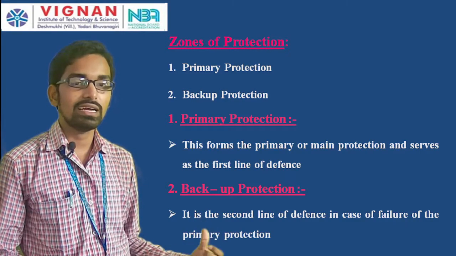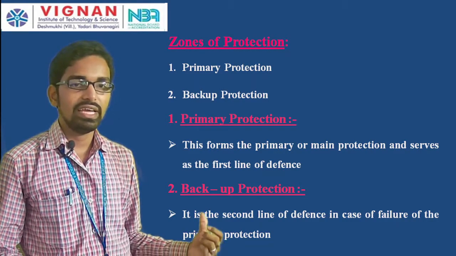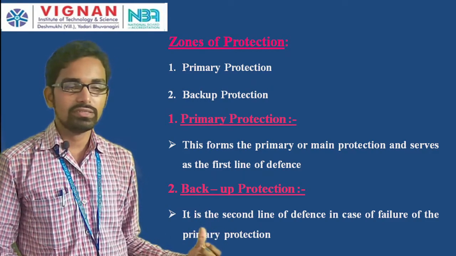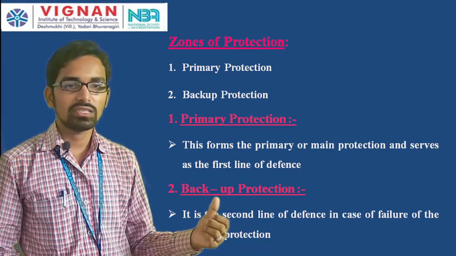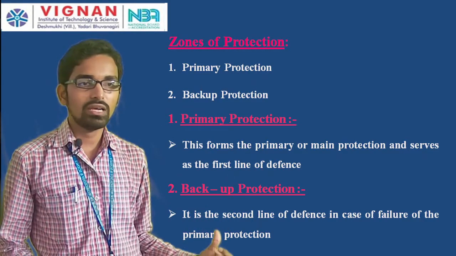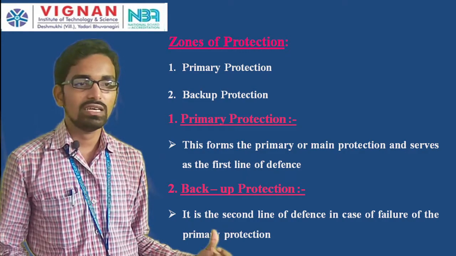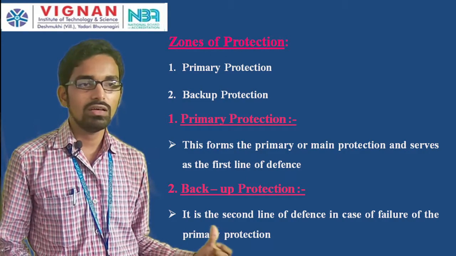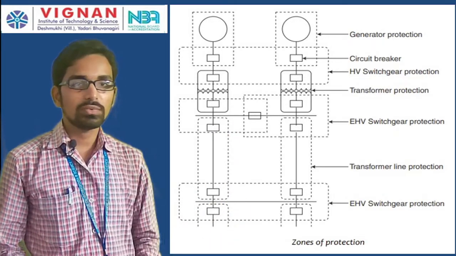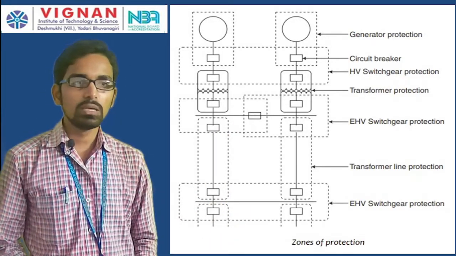The backup protection works as a second line of defense in case of failure of primary protection, and it operates whenever the primary protection fails. It will disconnect the supply from the faulty section, and separate the healthy section from the faulty section. So, these are the different zones of protection we have in the power system.